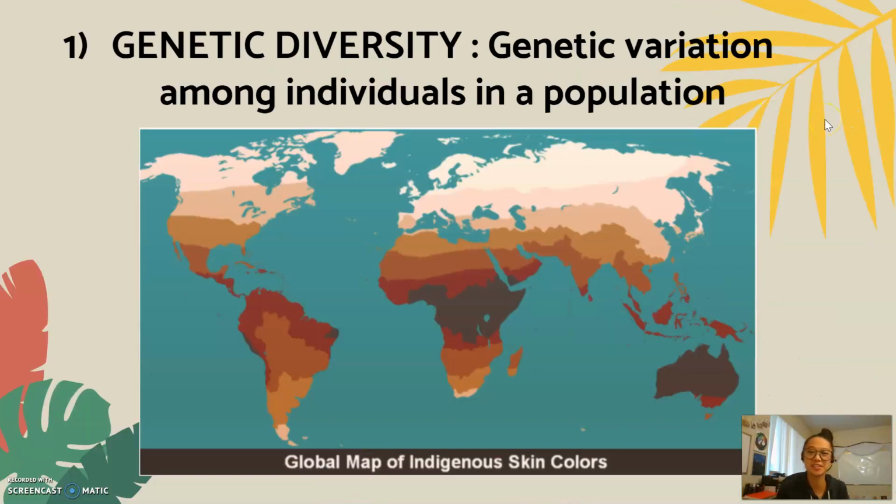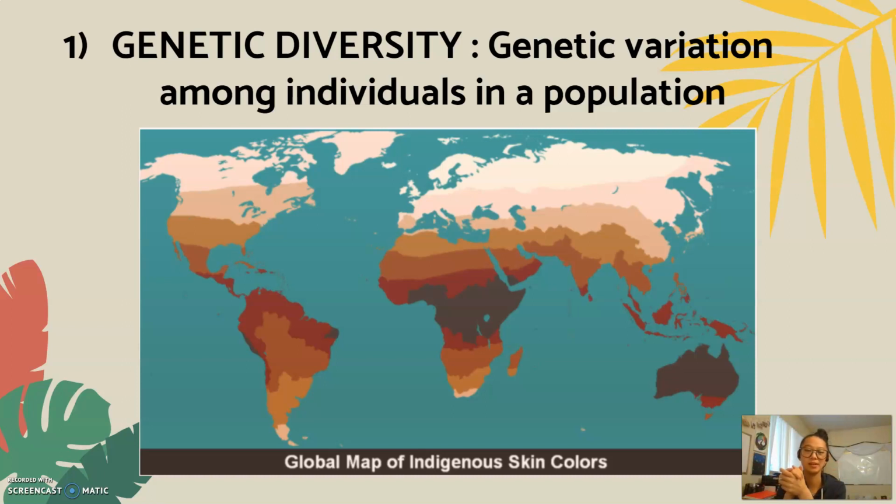So the first one is genetic diversity. So this is actually looking at the genes and the DNA and figuring out how diverse are the genes among the individuals in a population, right? So here's an example. We're looking at a global map of indigenous skin color. What do you notice about this map? What do you see? What are the trends that you're looking at?